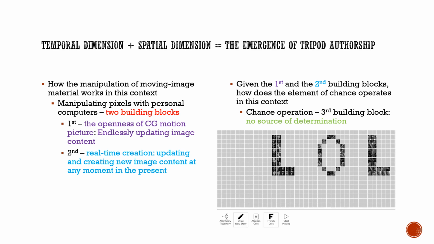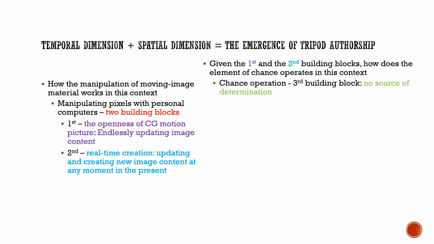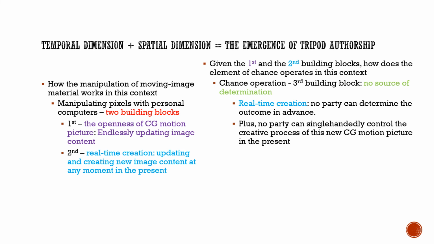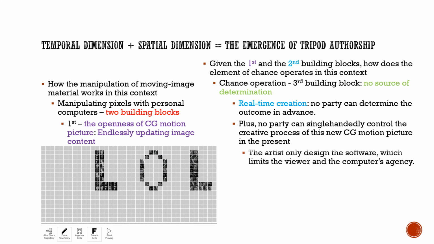To illustrate this last building block and fully unveil the tripod authorship, let's go back to our first example, the Battle of Algiers. Since the CG motion picture in Battle of Algiers is created in real time, no party can determine the outcome in advance. What's more, no party can single-handedly control the creative process of this new motion picture in the present. Lafayette and Lin, as the artists, only designed the computer software, which limits the viewer and the computer's agency respectively. The viewer, on the one hand, can only provide new data input.